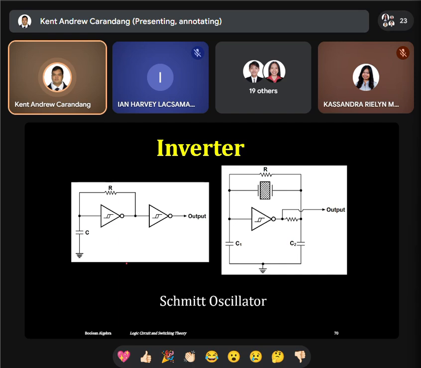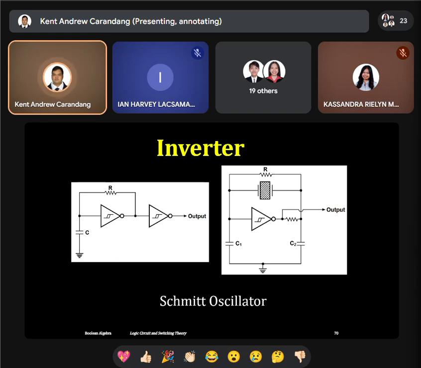Next, the Schmitt oscillator. It also forms a square wave output. It is a continuous one, a trigger circuit with an RC network, so there is a resistance and capacitance involved.